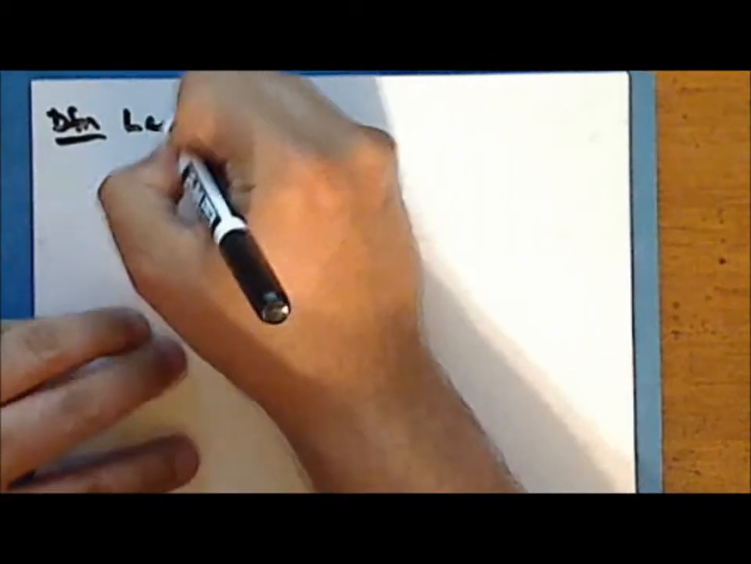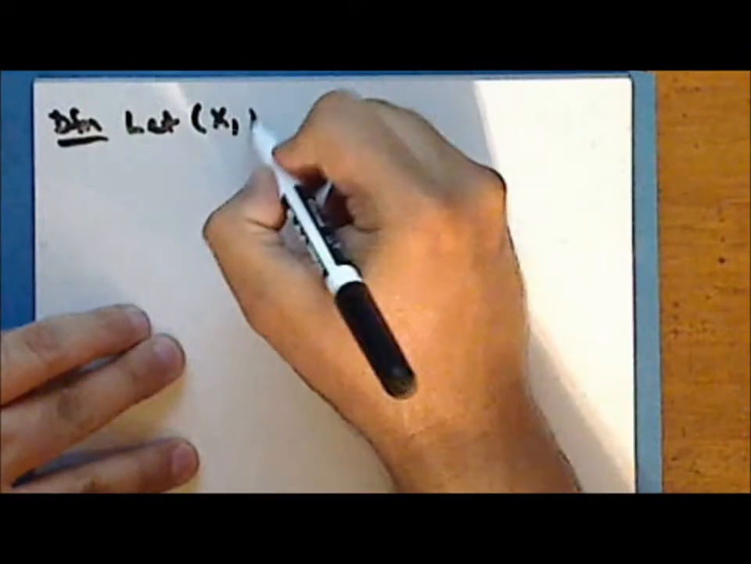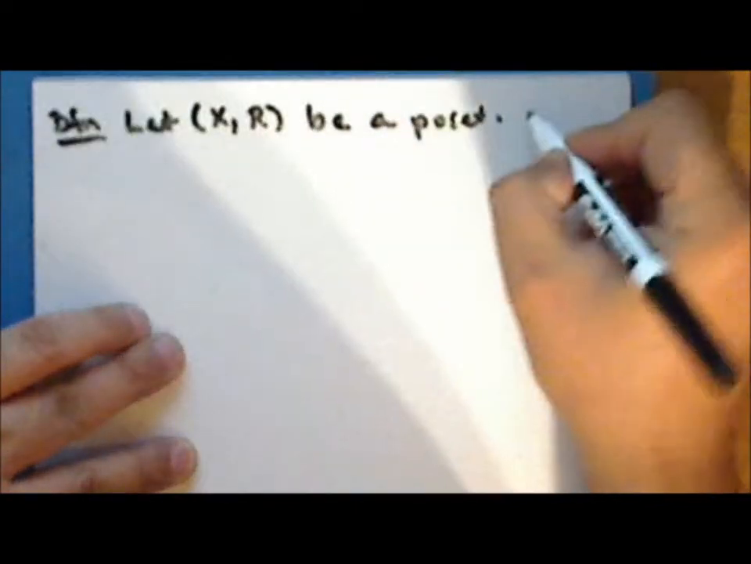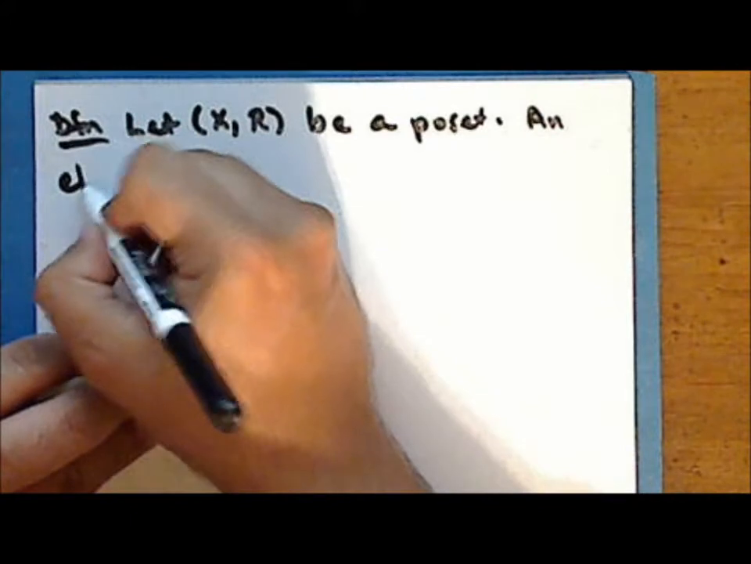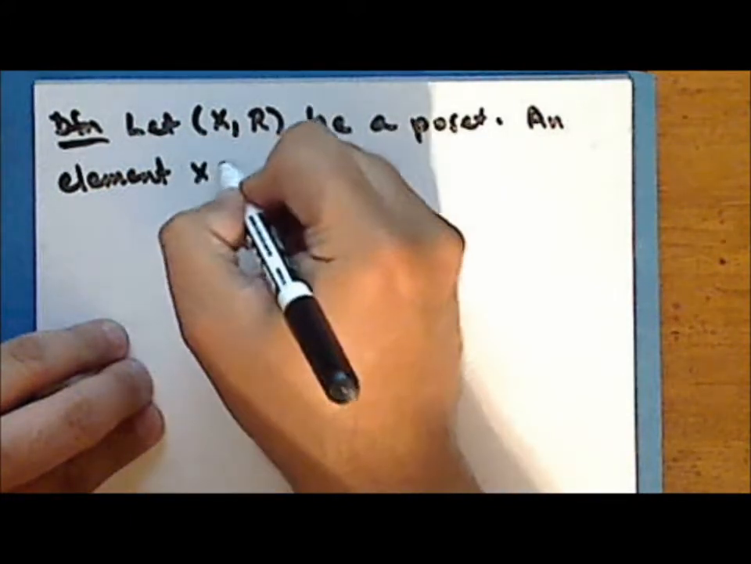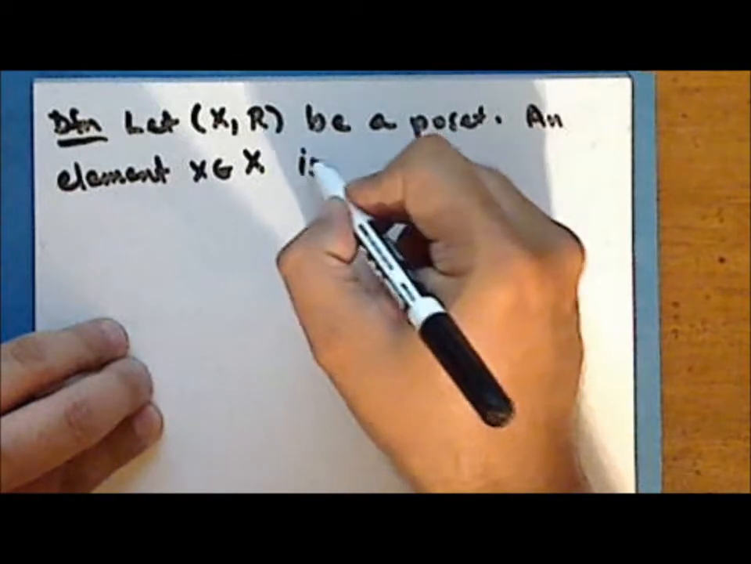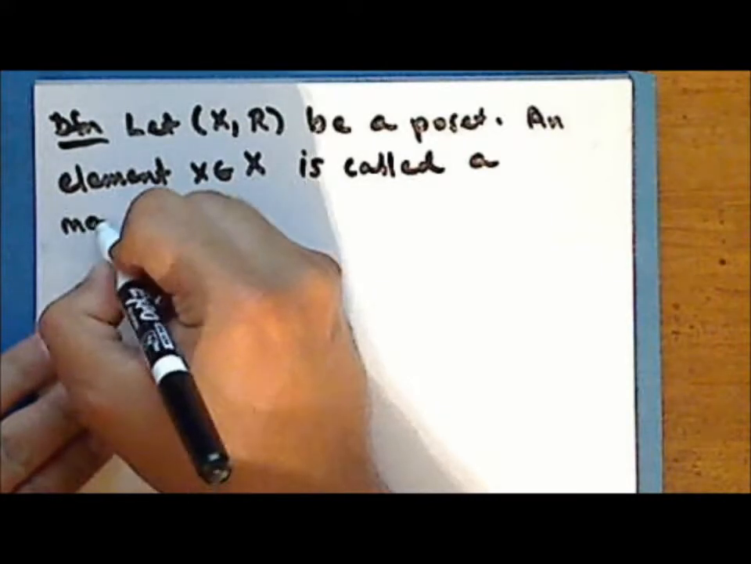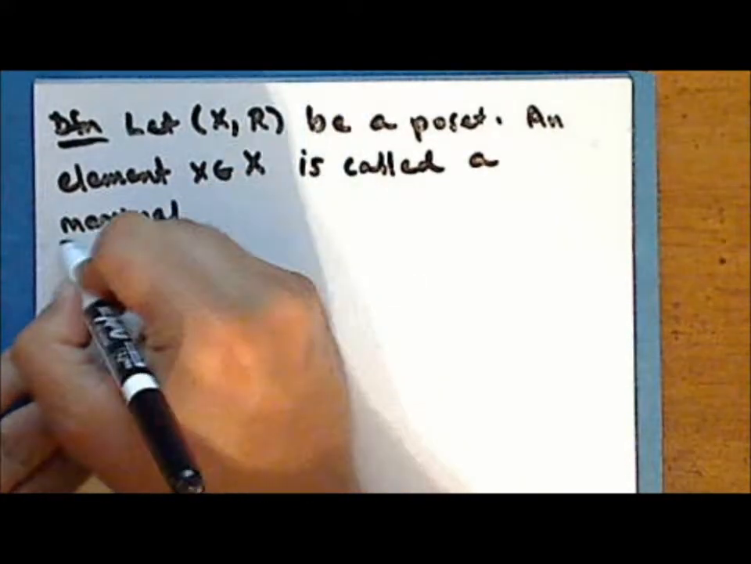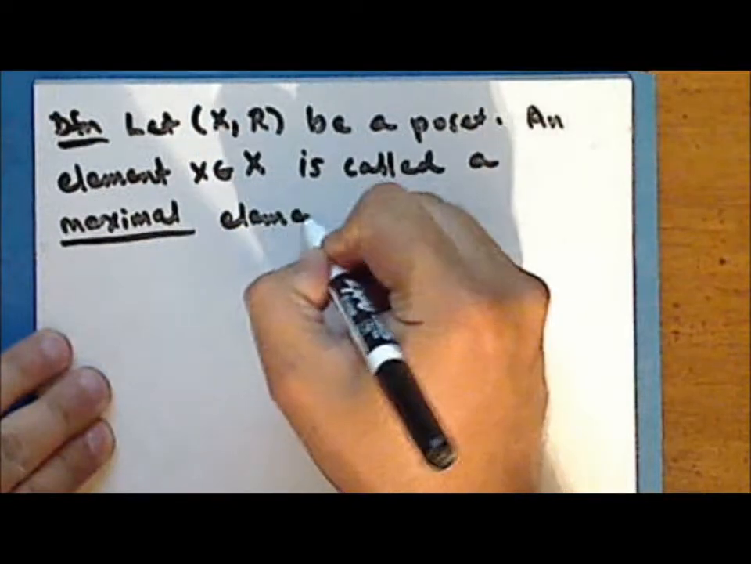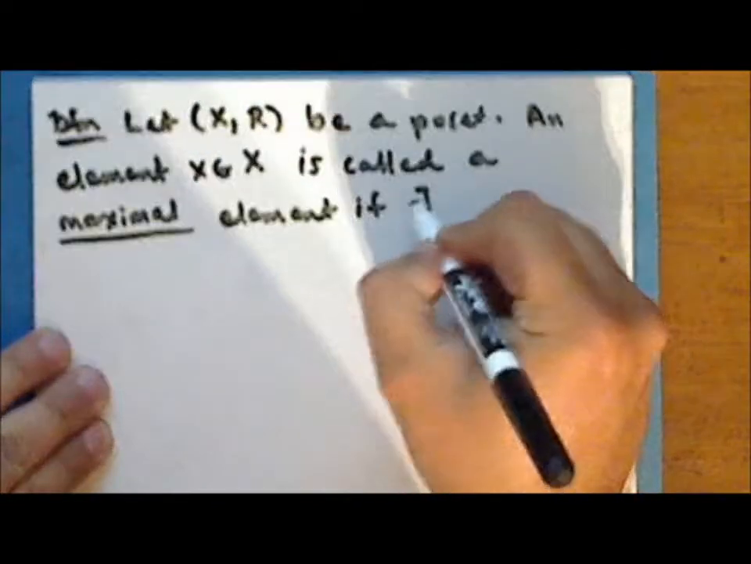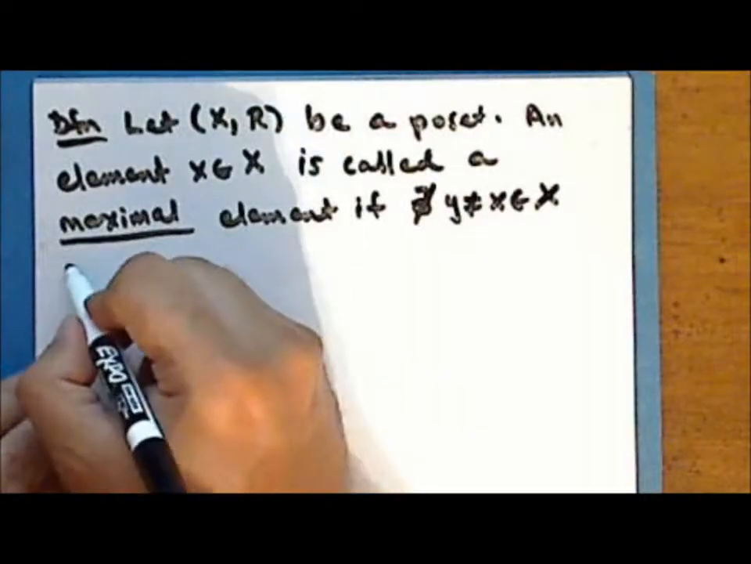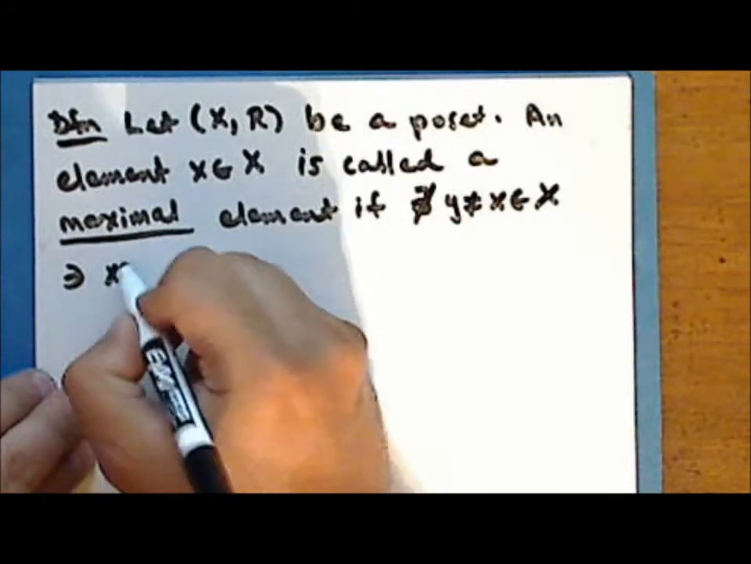So once again, let the set X together with some relation R be a poset. An element x in the set X is called a maximal element if there does not exist a distinct element y in the set X such that x is related to y.